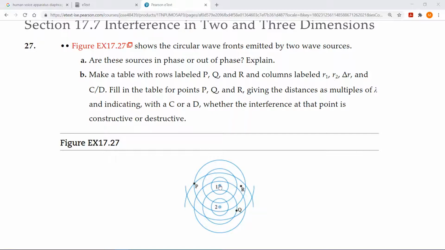In other words, if you just roll back the clock, these innermost ripples were emitted at the same time, sometime in the past. In fact, it would have been one period before this picture is taken. You can see that sources 1 and 2 would just now be emitting another wavefront. So these two sources are definitely in phase. In other words, they have an inherent phase difference of 0.